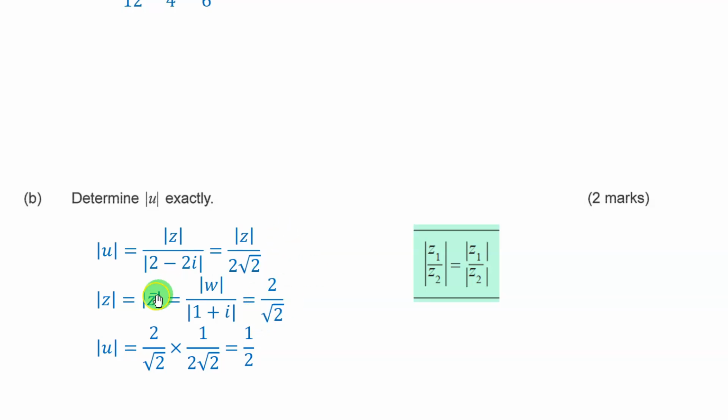And hence, now we know what the magnitude of z is. We just need to divide it by 2 root 2. So when we divide by this, we basically flip and multiply and end up with a half. So that's without a calculator.